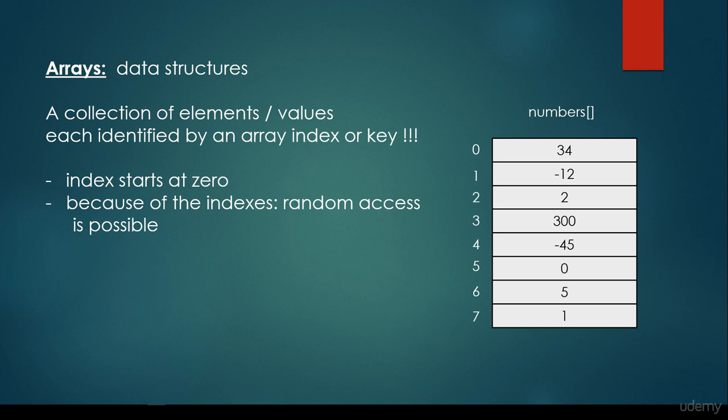What does it mean, random access? That we are able to access all the elements of the array. So we would like to get the item from the numbers array where the index or the key is equal to 4. We can do it without any problem, and -45 is going to be returned as the value in the array with this index or with this key.